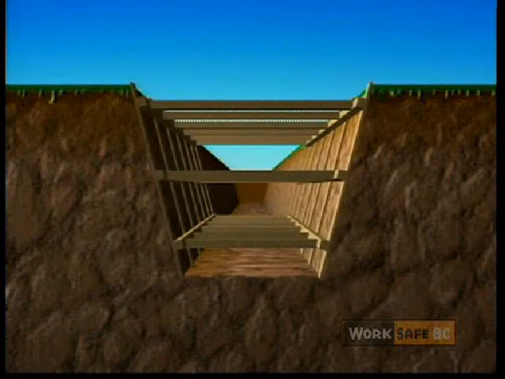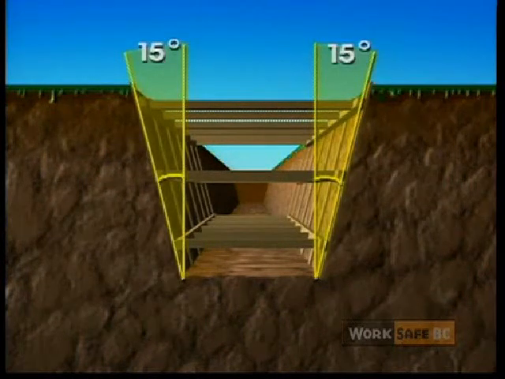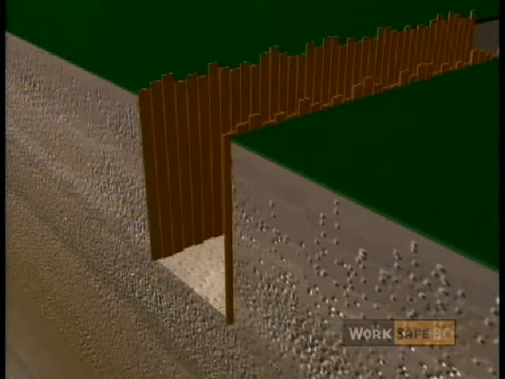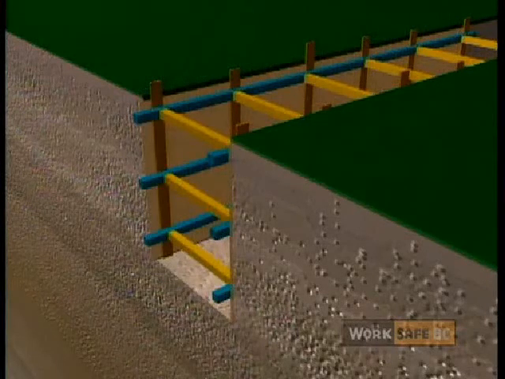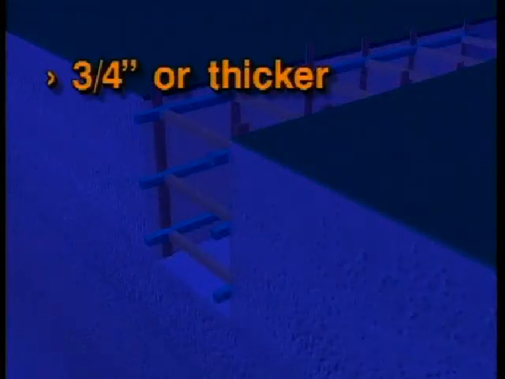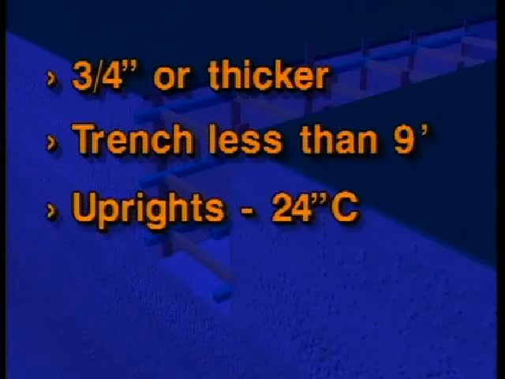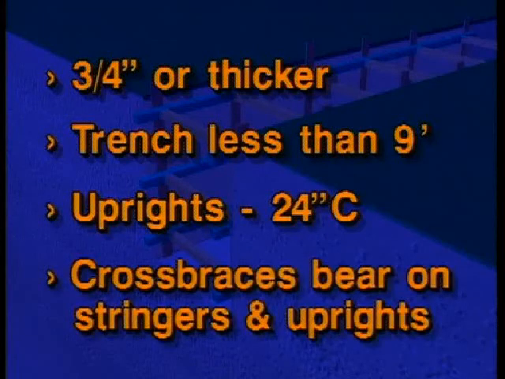Shoring uprights must not be inclined outward more than 15 degrees from the vertical when viewed along the trench. When the shoring requires the uprights to be close and tight, some of the uprights can be substituted by plywood with the following conditions. The plywood is 3/4 of an inch thick or thicker. The trench is not deeper than 9 feet. The uprights are installed at not over 24-inch centers. And the cross braces do not bear directly onto the plywood, but onto the stringers and uprights.